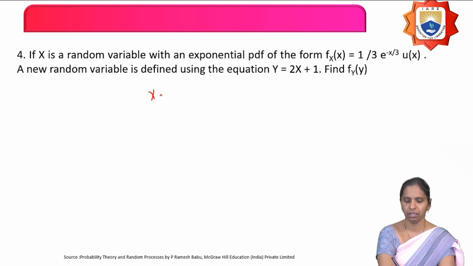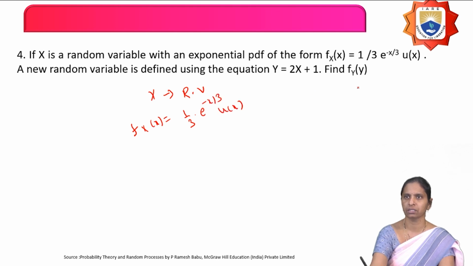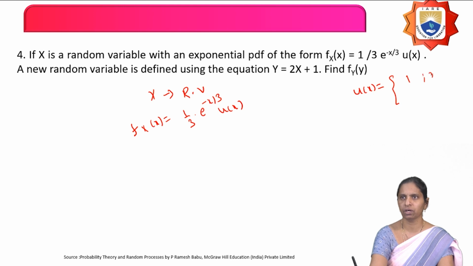They are given that X is a random variable. What type of random variable? It is an exponential random variable. And the density function of that exponential random variable equals 1 by 3 into e power minus x by 3 into u of x. What is u of x? That is called the unit step function. How has the unit step function been defined? u of x equals 1 when x is greater than or equal to 0, and 0 when x is less than 0.